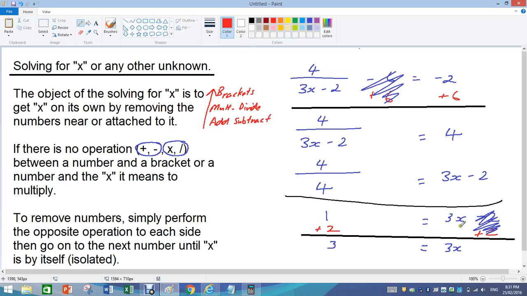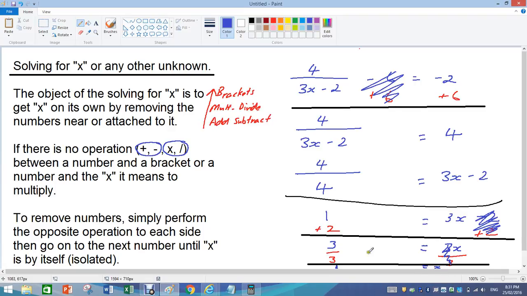Last step, 3 times x. So to remove the 3, we just do the opposite. Opposite of times is divide by 3. Divide by 3. Three divided by 3 is 1. 3 divided by 3 is 1.